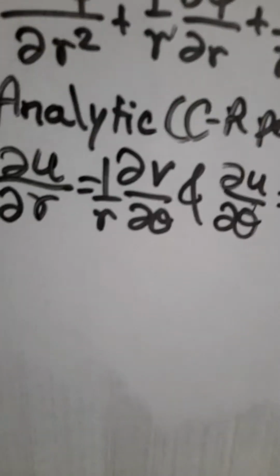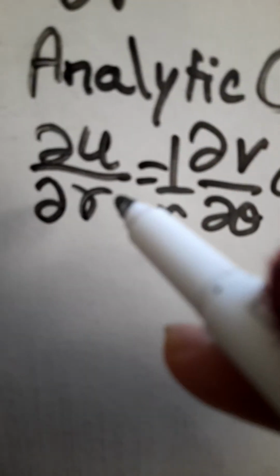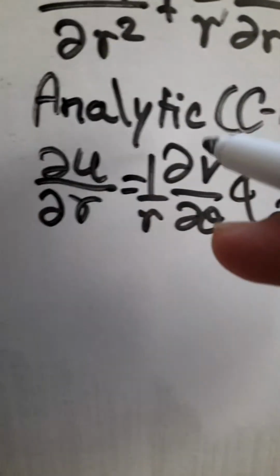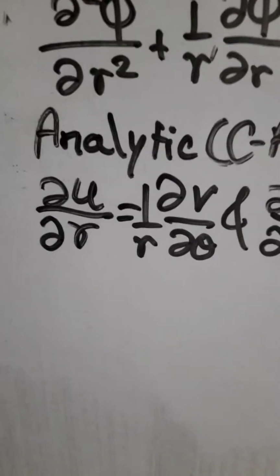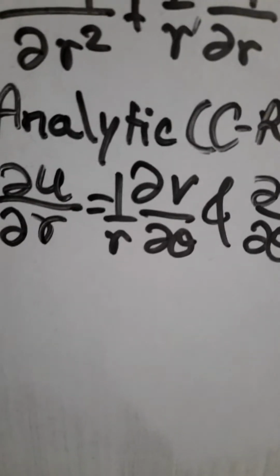So what happens here is they are related: the first function in the respective function, the second function in the respective function, v and theta, u and r. They become derivatives with respect to each other. So this is a good case. There is no negative sign here, this is positive, and 1 by r.